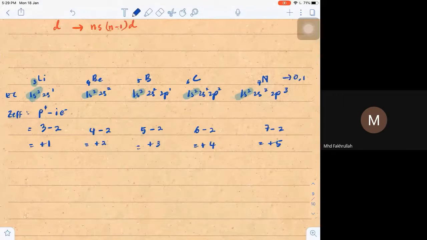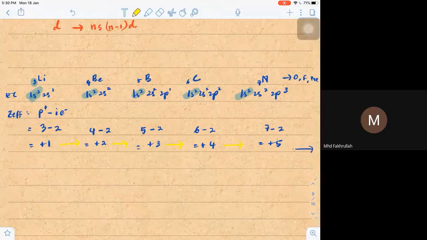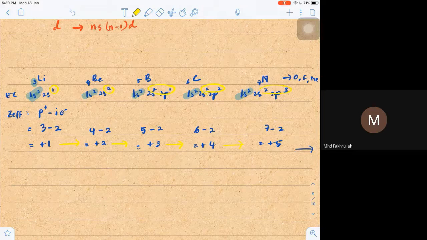So if we continue to the next elements, oxygen, fluorine, neon, we will observe that the ZEF keeps on increasing. Okay, as the trend that we have observed now. The ZEF value increases from +1 to +2, +2 to +3, +4, +5 across the period to show the attraction on the valence electron. See, this is the valence electron of lithium, this is the valence electron of beryllium, these are the valence electrons of boron, carbon, and the valence electrons of nitrogen.